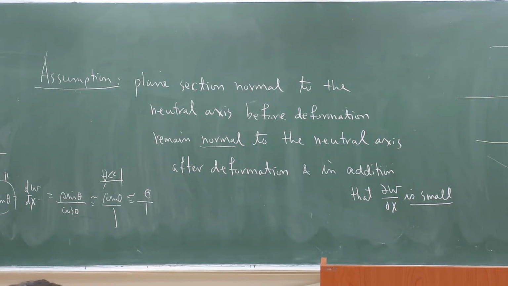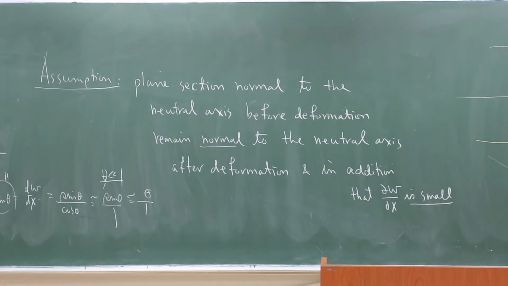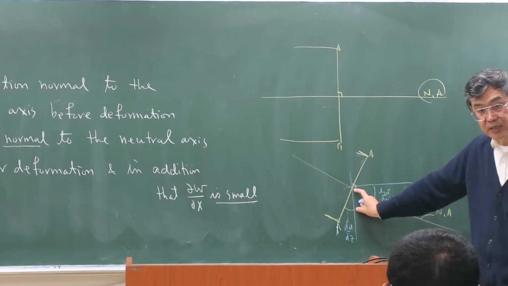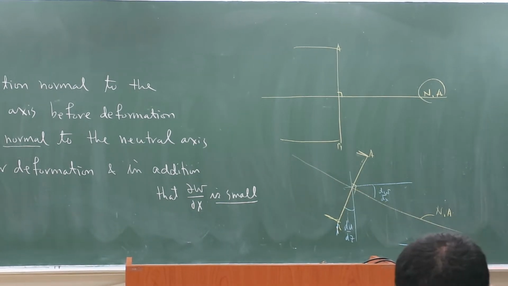The two are the same. Okay. The dw/dx. This is the w. This is dx. This is the dz. This is du. Both are tangent theta.